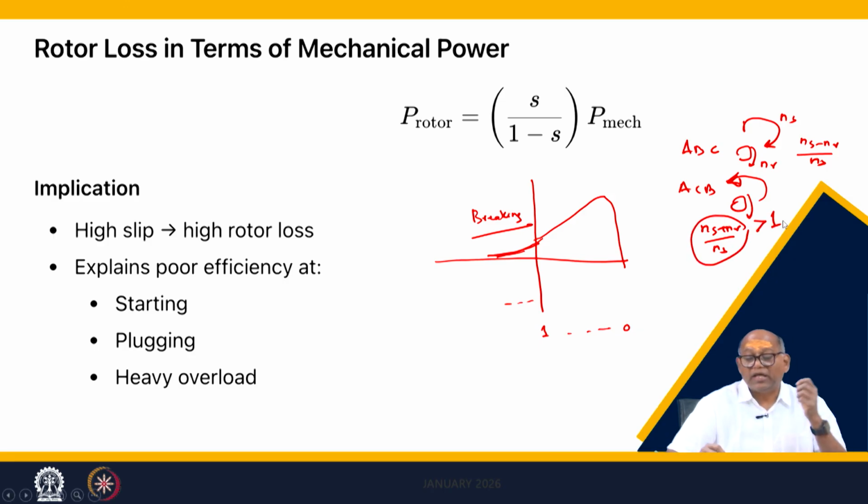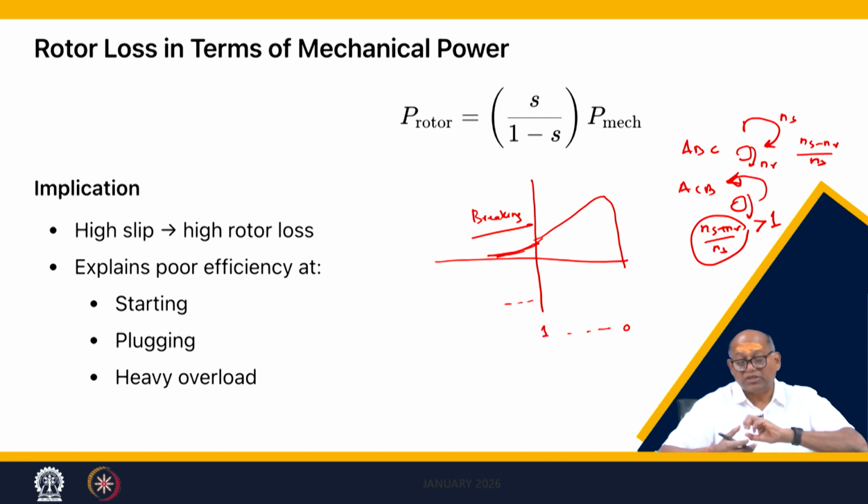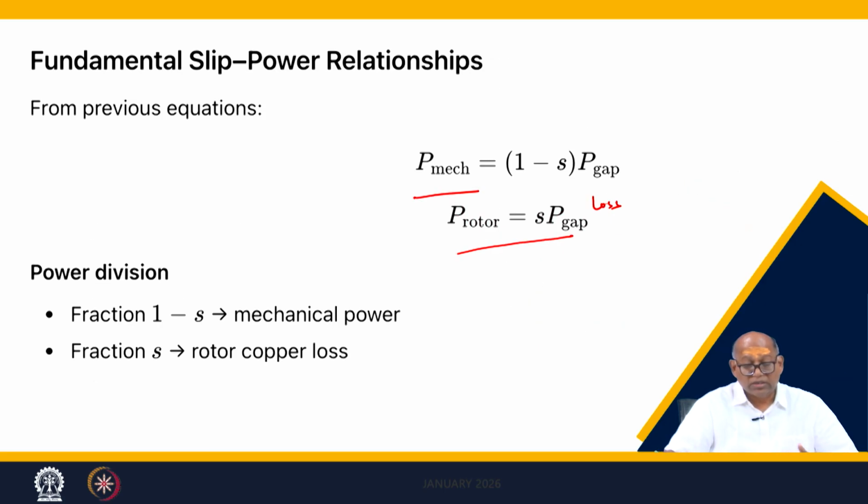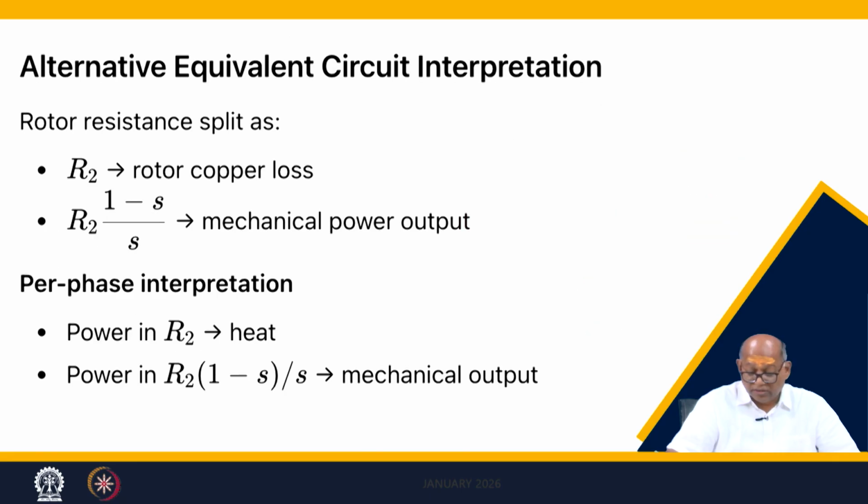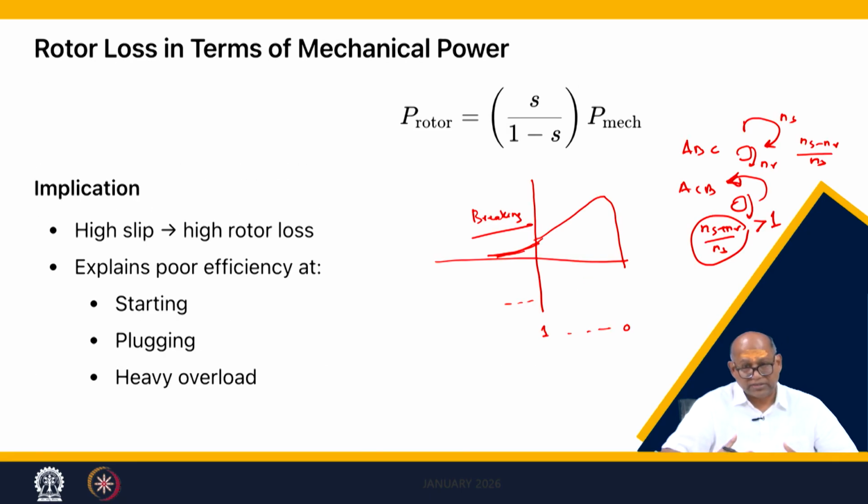So what happens? There will be plugging. Plugging means they will oppose each other, and the torque will try to brake. This is called the braking region, and that is why we call it plugging. And the same with heavy overloads. In all these cases, when the slip is more, the loss is more, because the air gap power is proportional to S into the rotor loss. So efficiency is poor, and the rotor gets heated up because of copper loss.